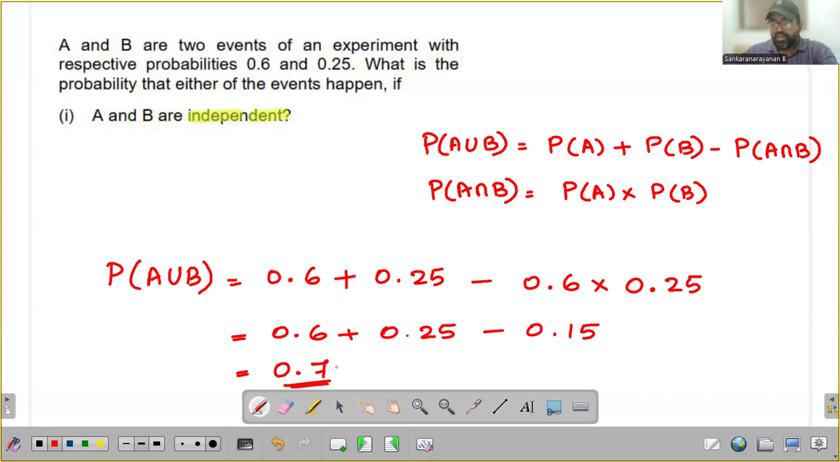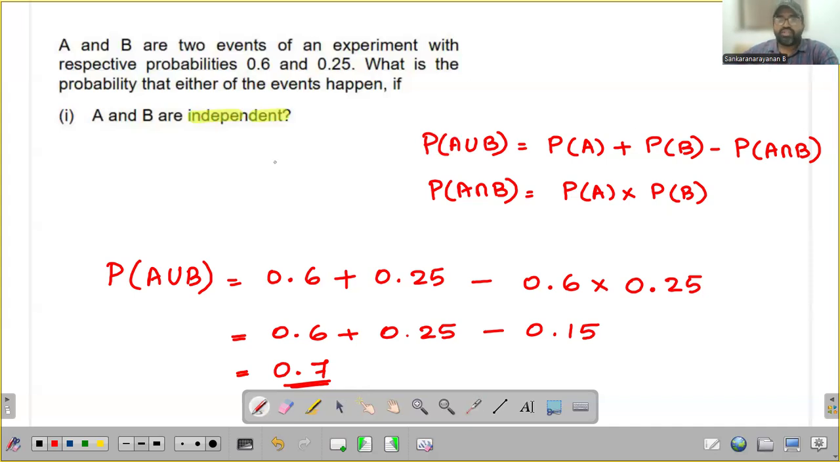For various tests, these kinds of questions come. So you should just remember this particular formula, and that P of A intersection B is equal to P of A into P of B when the events are given as independent.